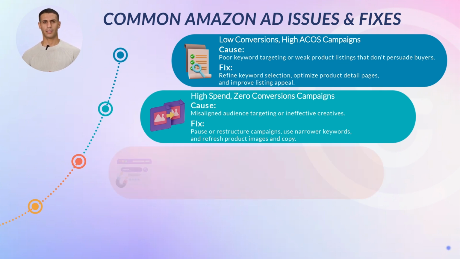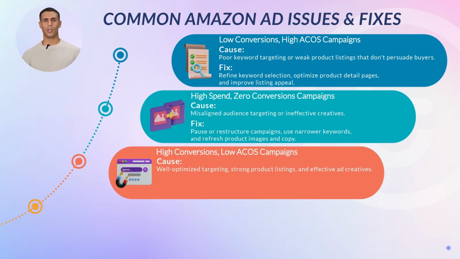With step 3, you have high conversions and low ACoS. This is the ideal scenario. These campaigns are working well, and the fix here is actually a growth move. It's time to scale. Expand into similar keyword sets, increase bids slightly to gain more visibility, and double down on what's already working. These campaigns can also serve as templates to troubleshoot underperformers.